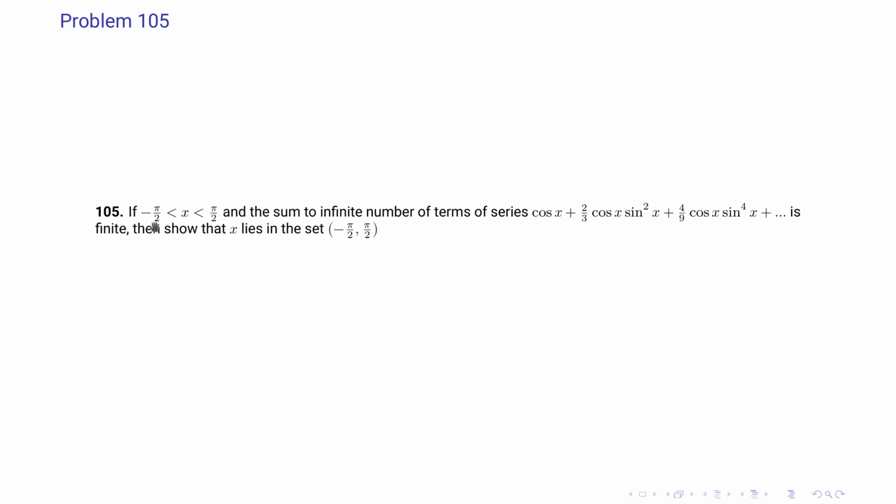Problem 105 says that if x lies between −π/2 and π/2, the sum to an infinite number of terms of the series cos x + (2/3) cos x sin²x + (4/9) cos x sin⁴x is finite, then show that x lies in the set (−π/2, π/2).